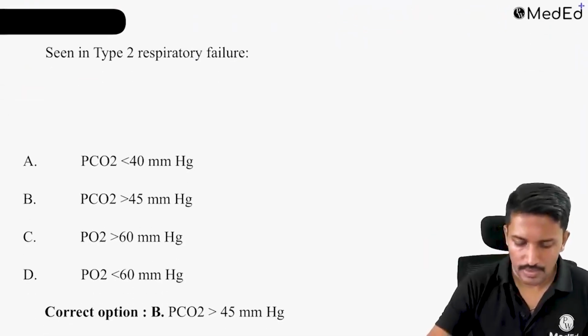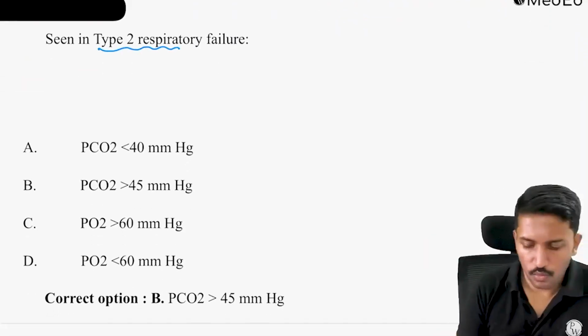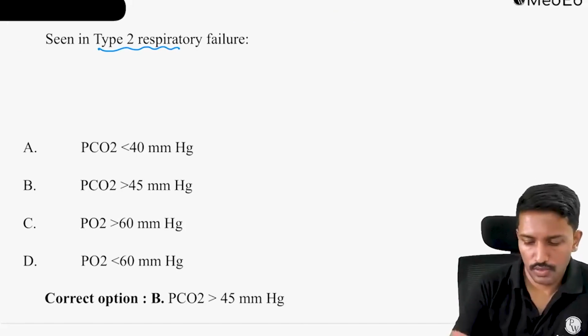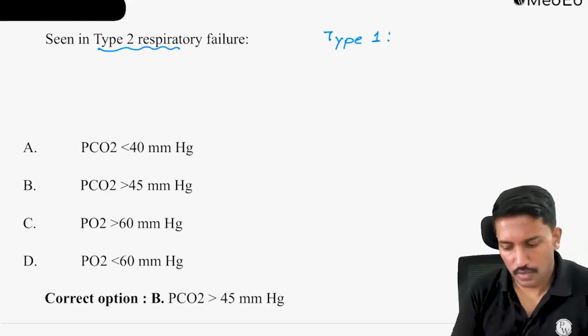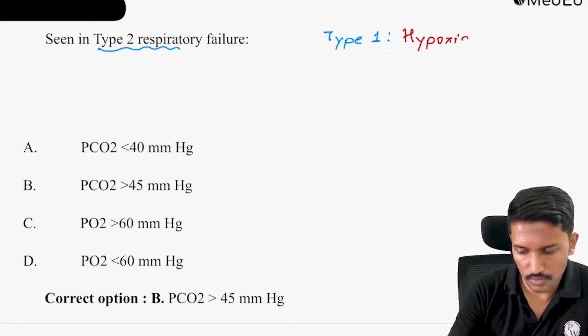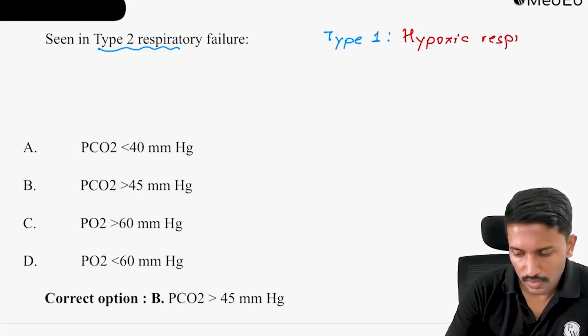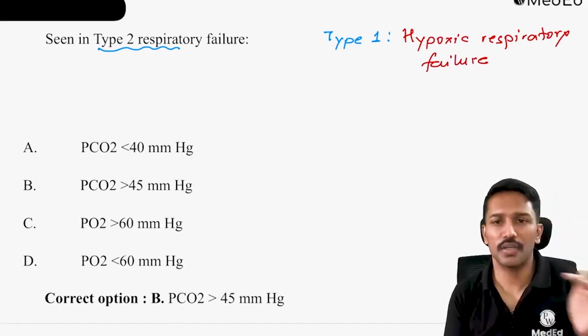Okay, next one, seen in type 2 respiratory failure. Now, what do you mean by type 2 respiratory failure? We have 2 types of respiratory failure. The first one is type 1 respiratory failure. Type 1 respiratory failure is also called hypoxic respiratory failure. Now, what does that mean? The patient has a problem in oxygenating the blood. He has no issues in eliminating the carbon dioxide.